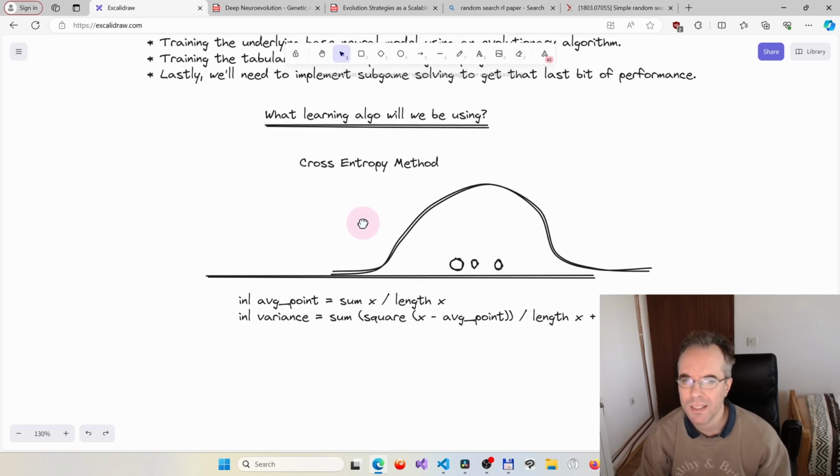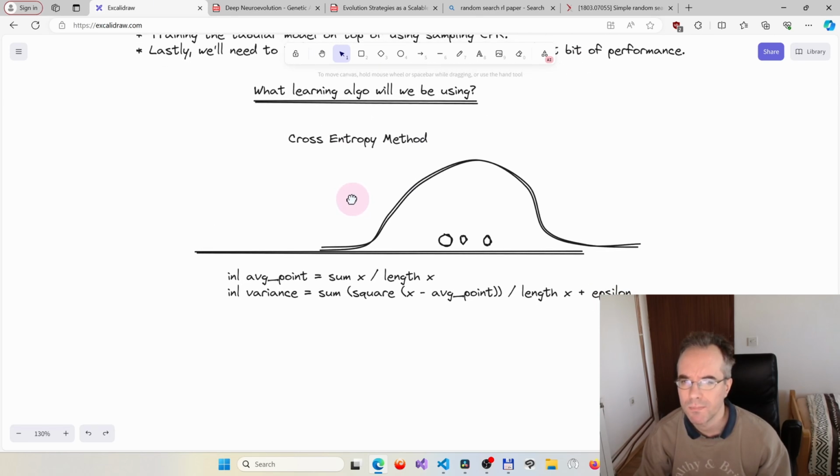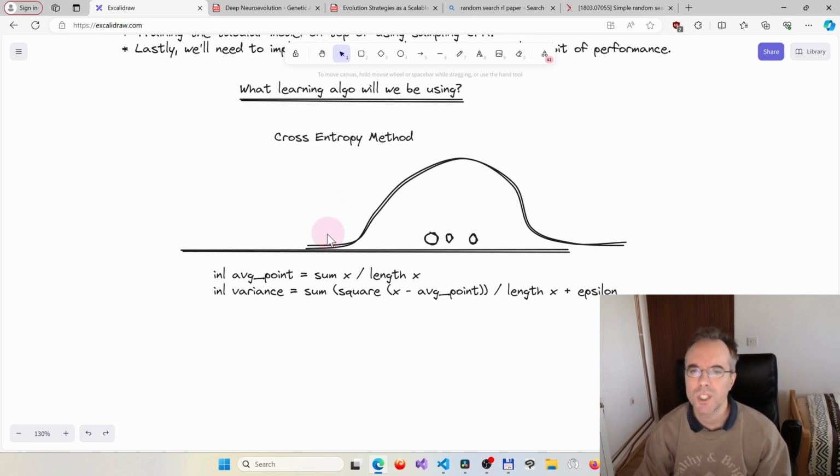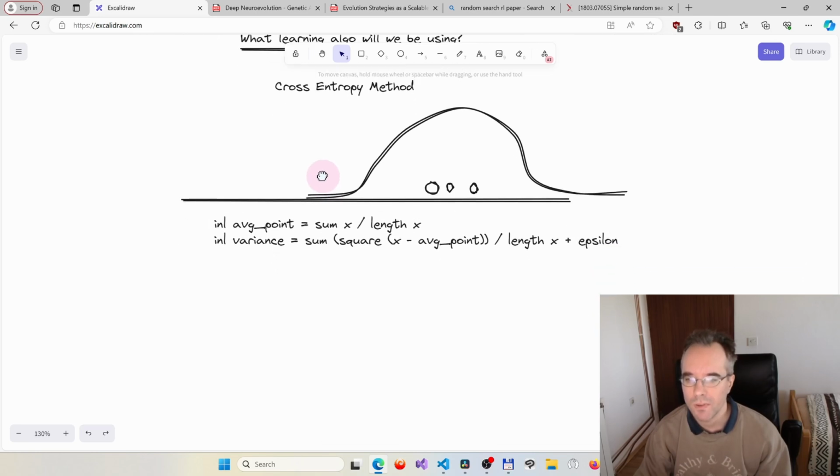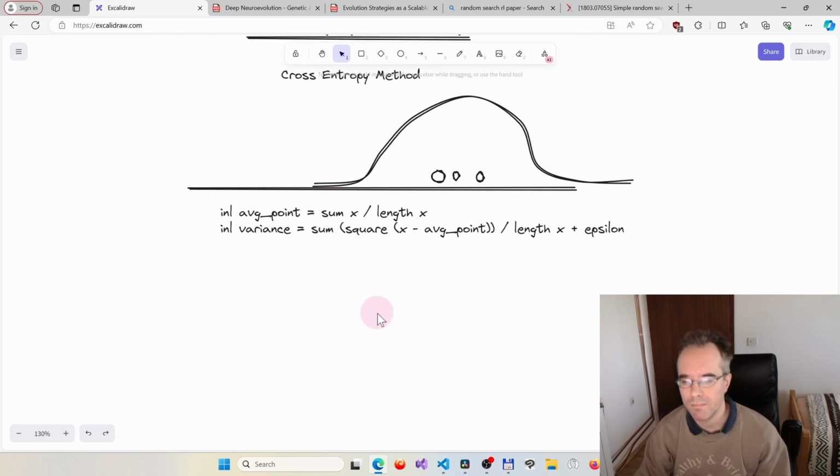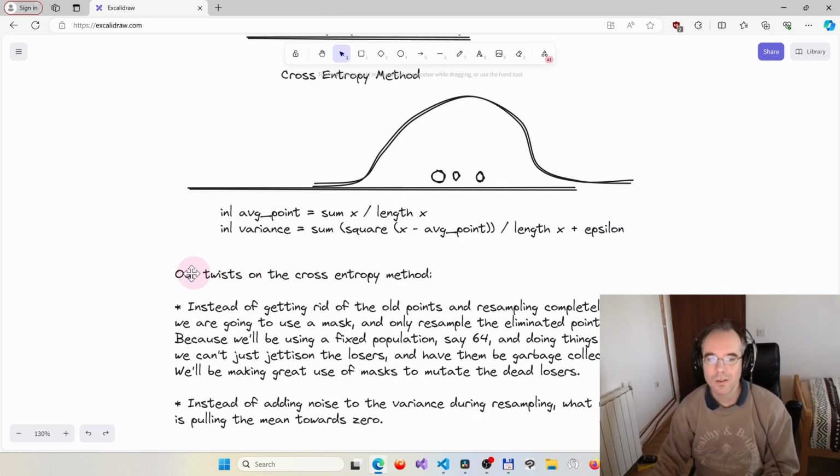Hopefully by now you understand what the Cross Entropy Method is, and you understand one of the changes that we'll bring in from genetic algorithms. There is also one other change. Let me pause so I can think about how to explain it. Okay, here's the first twist.